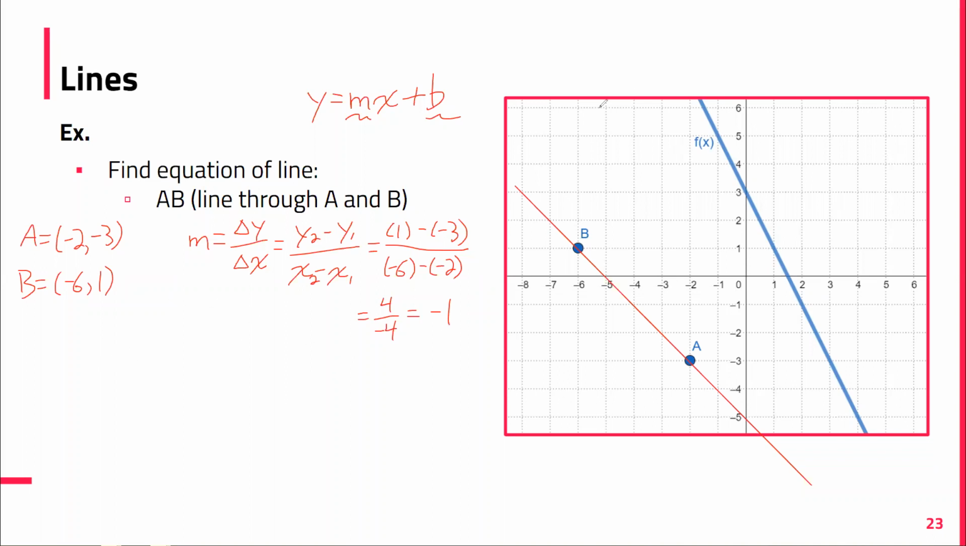Okay, so at this point we have our equation y equals, sorry, not m, -1x, so just -x plus b. And now we just need to figure out what our b value is. How can we figure out b?